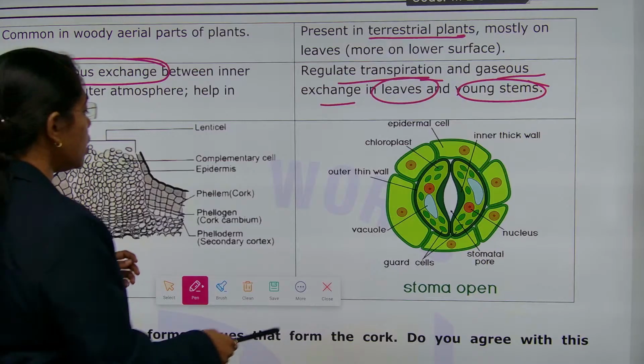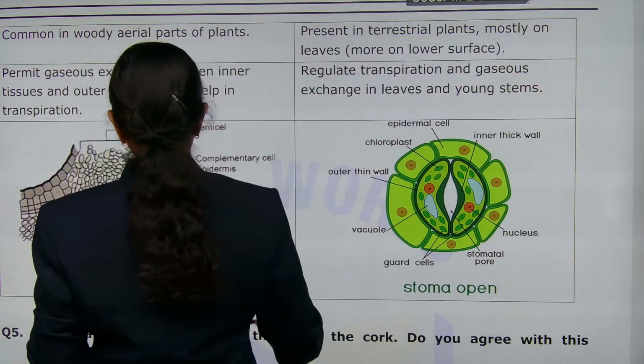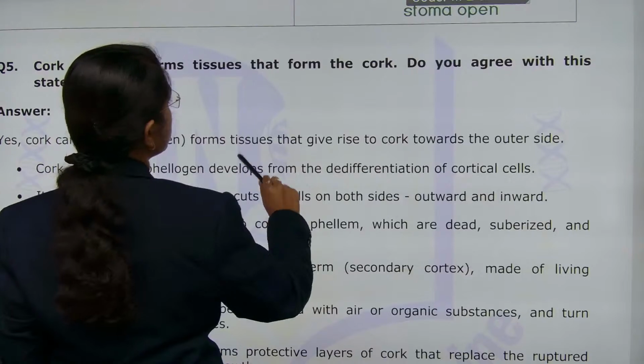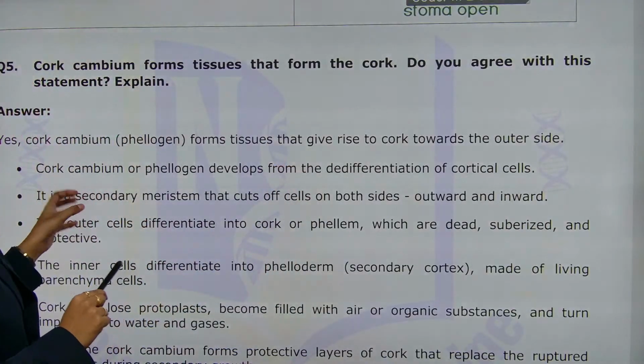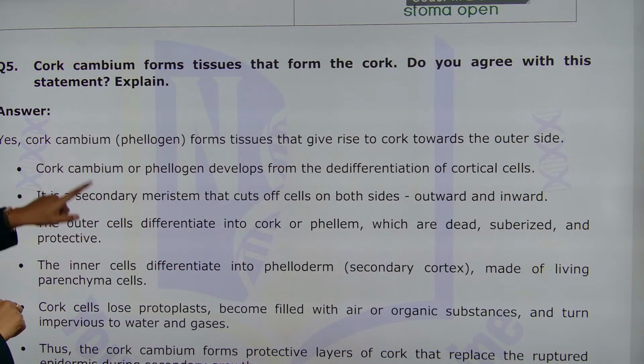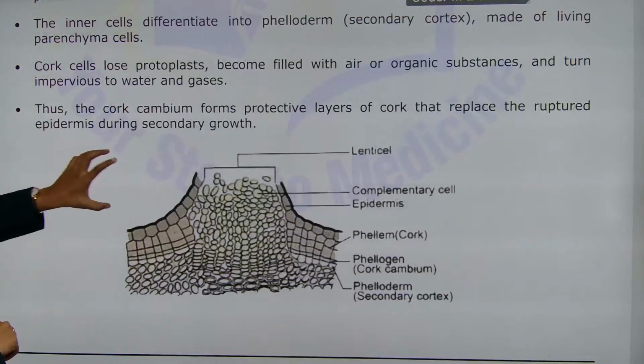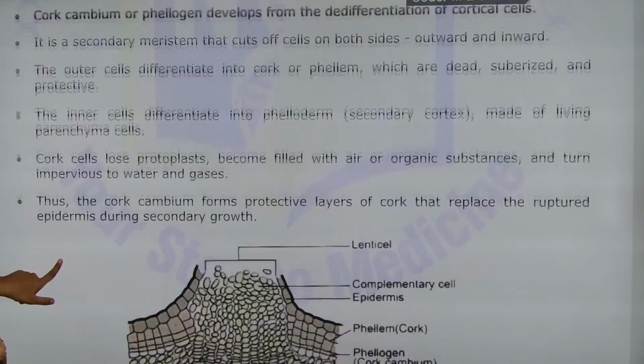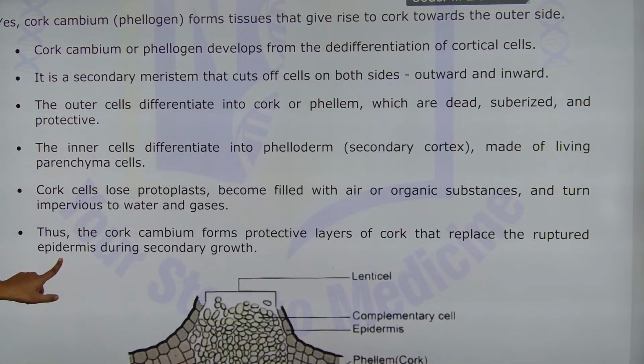Here we go with the next question. Cork cambium forms tissues that form cork. Do you agree with the statement? Explain. Here the same explanation goes for the secondary growth, and the same diagram, but you have to explain it in a sequential way.